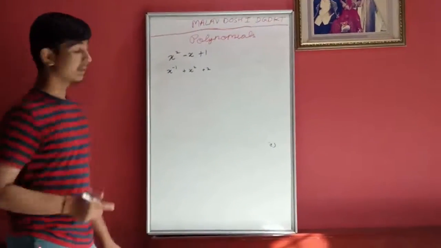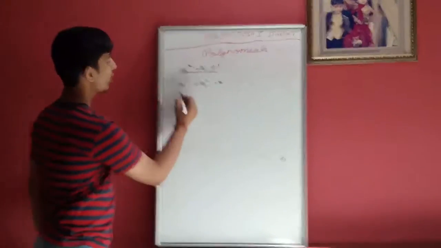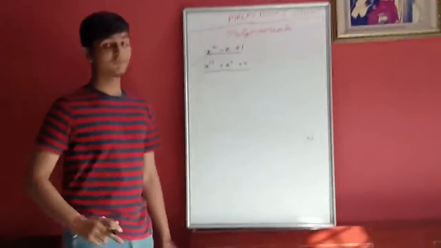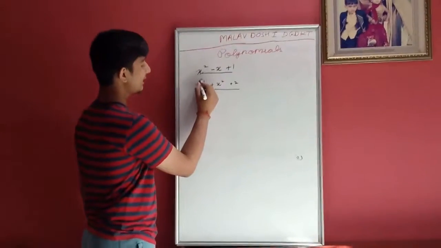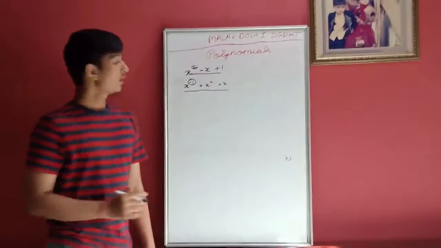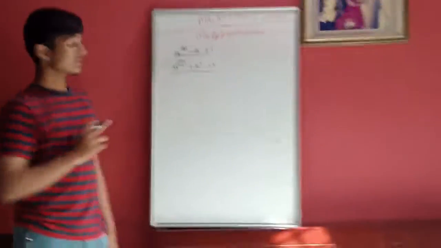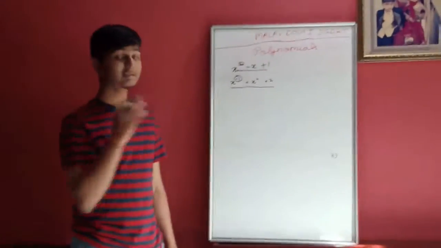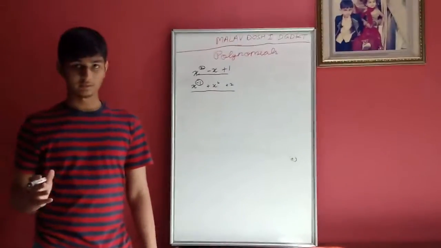Here, the first example is a polynomial, but the second example is an algebraic expression. Now you tell me, what is the difference between these two? The difference is just one: here the degree of one term is negative, and here every term has a whole number degree. So the first condition for an expression to be a polynomial is the degree. The degree of each and every term should be a whole number.